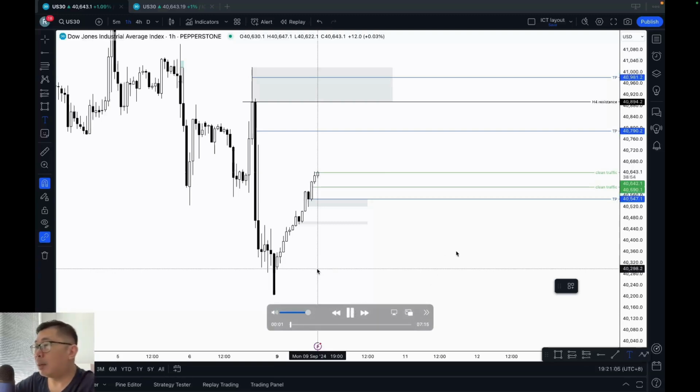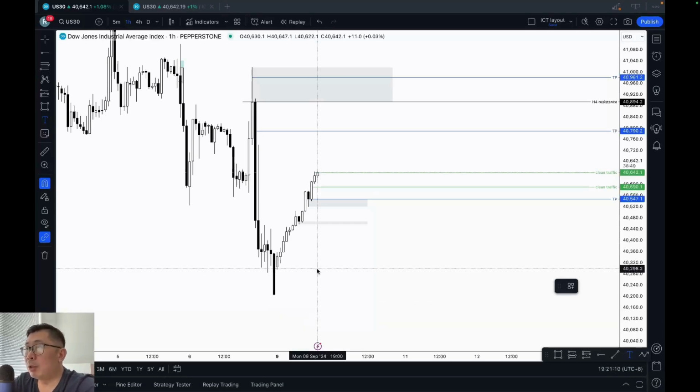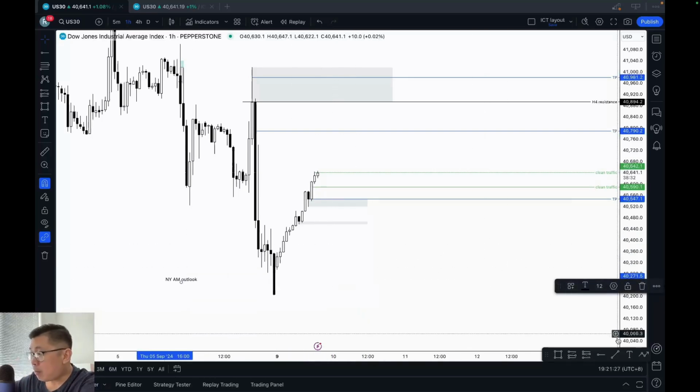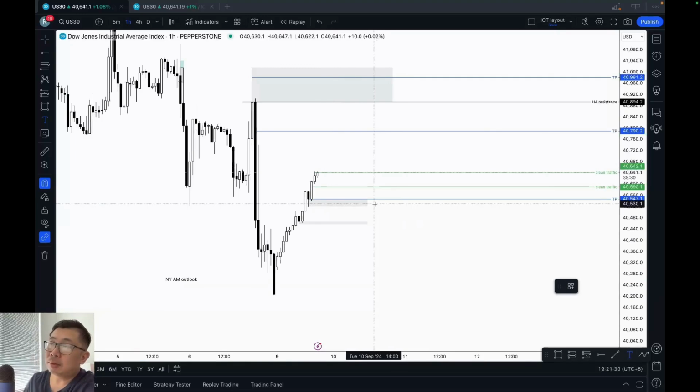Alright, so yesterday was Monday, the 9th of September, coming towards New York. Now, what you're seeing here is the hourly chart, US30, obviously. Now, I know the time says 1900, but that's actually 7 a.m. New York. All right, that's 1900 Western Australia time. So this is my outlook.